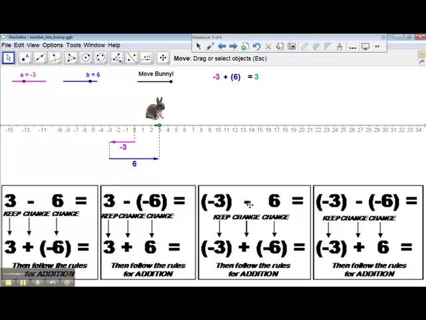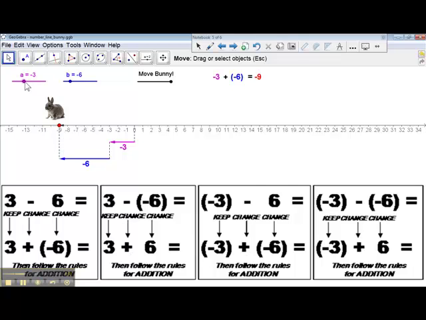minus 6, which becomes plus negative 6. So let's try that. And we start here, we move in the negative direction 3 spaces, 3 units, and then move in the negative direction another 6 units. Negative 3 plus negative 6 is negative 9 when we total those two together.